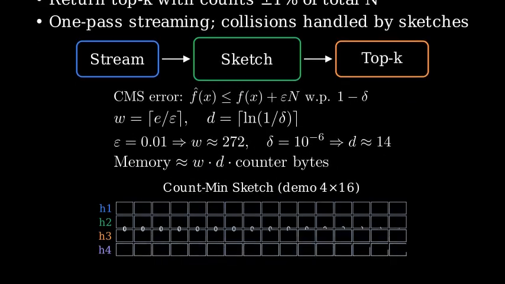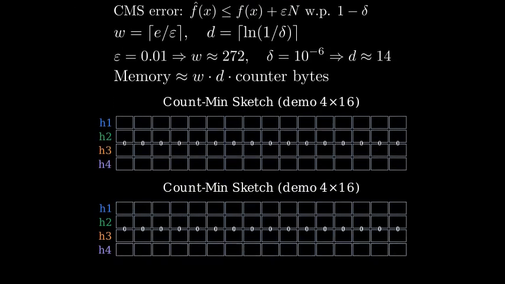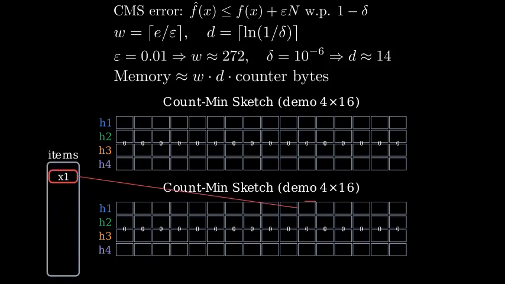We draw a compact Count-Min Sketch with 4 rows and 16 columns. Each row uses an independent hash function. Updates add 1 to 1 cell per row. Items arrive at the sketch one by one. For each item, we compute 4 hash positions, 1 per row, and increment those counters.